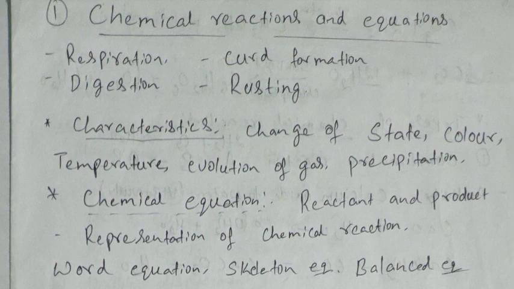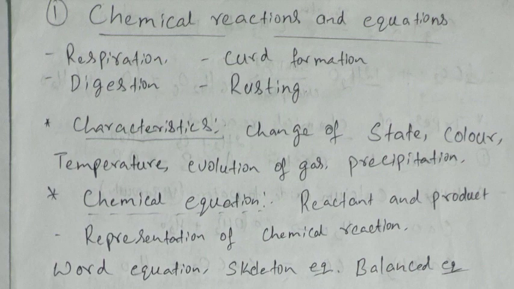So we can observe some characteristics, and with these characteristics we can easily identify a chemical reaction. The characteristics of chemical reactions are, first, change of state. Paper is solid in state. If you burn the paper, it will produce carbon dioxide, so the state is changed. The next one is temperature. In some chemical reactions, we can observe a change in temperature. The reaction may produce heat or it may absorb heat.